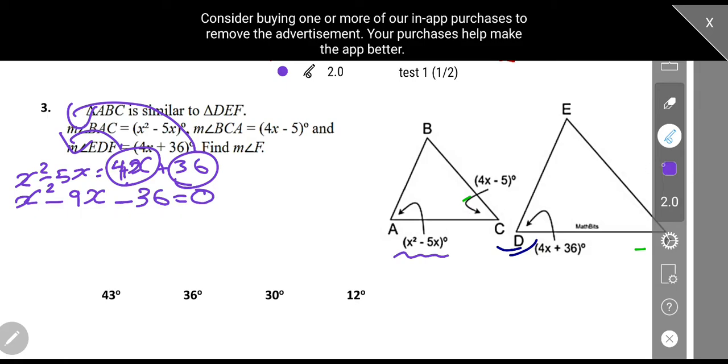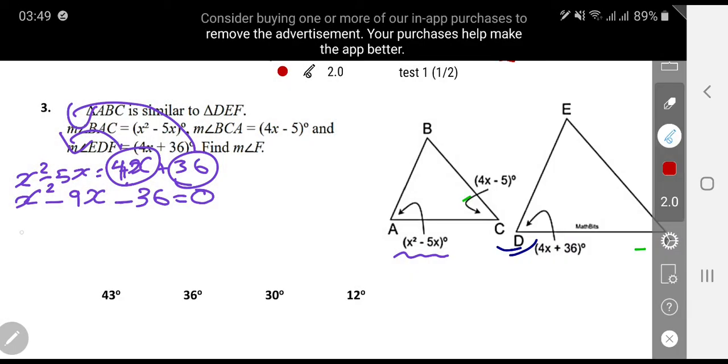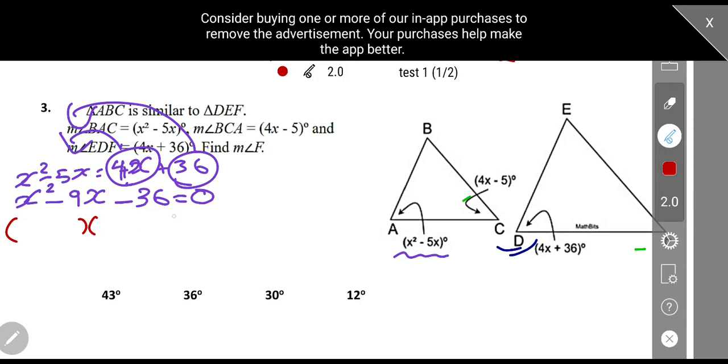Now I have a quadratic equation. Simply I can solve it. I will factorize it. x, and we have negative 12 and positive 3. Here x equals negative 3 and x equals 12.